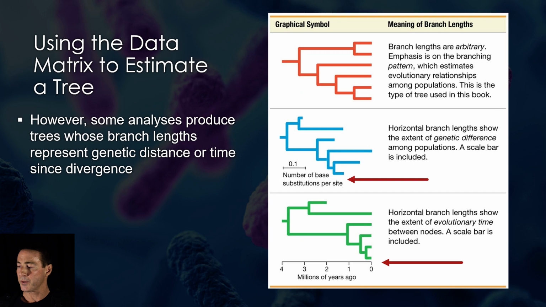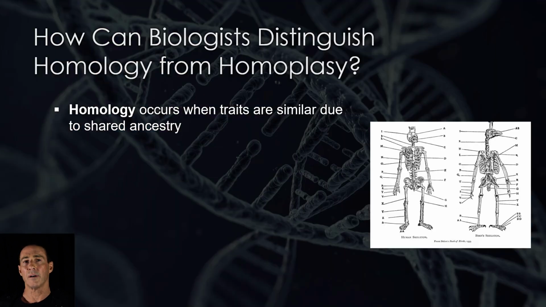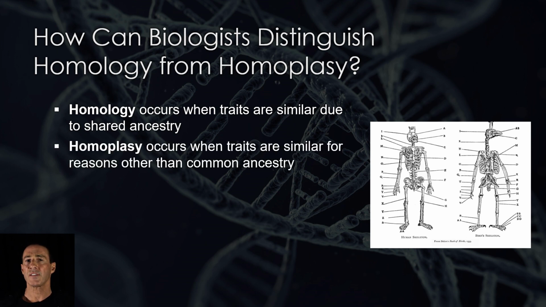Some other types of analyses produce trees whose branch lengths represent genetic distance or time since divergence. You can identify these trees by the presence of scale bars. The cladistic approach is a powerful method of estimating phylogenies because it is based on one of the central concepts in evolutionary biology, homology, meaning same source. Homology occurs when traits are similar due to shared ancestry. In contrast, homoplasy, meaning same form, occurs when traits are similar for reasons other than common ancestry.